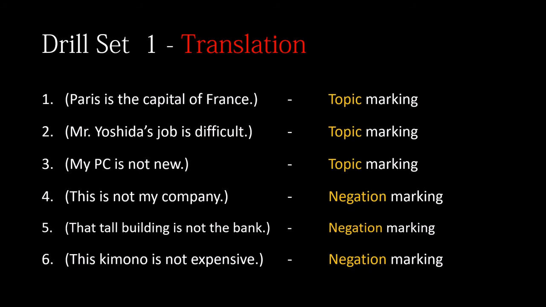Paris is the capital of France. Here we have topic marking. Second, Mr. Yoshida's job is difficult. Once again, topic. Third, my PC is not new. Once again, topic. The fourth, this is not my company. Negation marking. Fifth, that tall building is not the bank. Negation marking. This kimono is not expensive. And once again, negation marking.